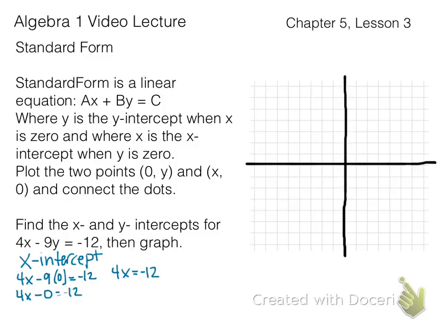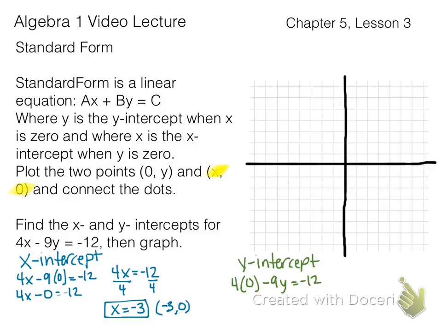9 times 0 is 0. We have 4x minus 0 is negative 12. You can just drop the 0. We end up with 4x equals negative 12. Divide by 4 on both sides, and we're going to get x equals negative 3. Basically, we're going to then plug that into here and make it negative 3, 0, and plot that point. I'll plot it in a second.